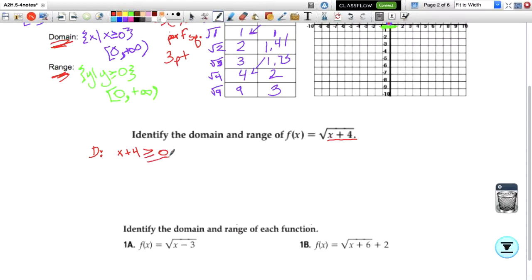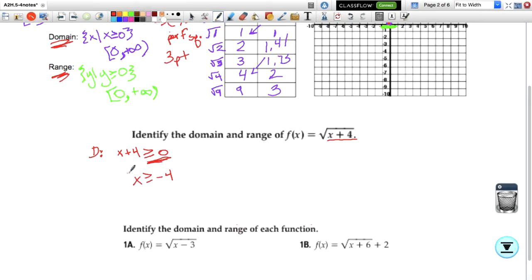So this is what you're going to do every time for domain. You're going to take your radicand and say, okay, that radicand must be greater than or equal to 0, and then I minus 4 from both sides, and I get that my x must be greater than or equal to negative 4. Well, that legitimately is going to be my domain, okay? My x's must be bigger than that. So any value that's bigger than negative 4 or equal to it is going to work.